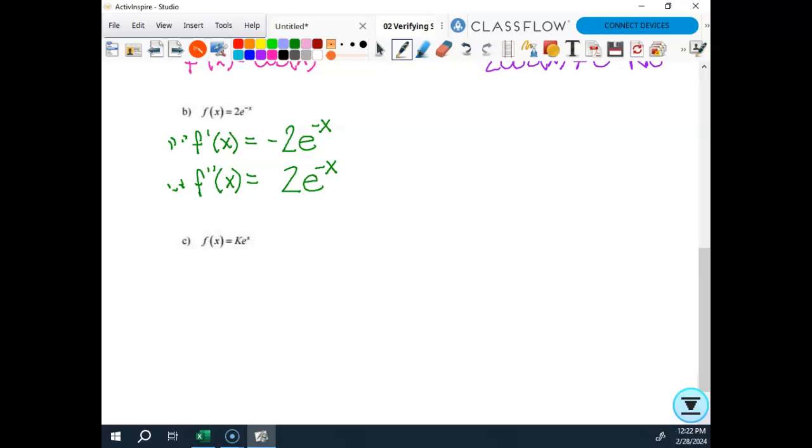All right, so then to determine, it was f double prime minus f. So f double prime is 2e to the negative x minus f of x, which is 2e to the negative x. Does that equal 0? Yes, it does. The answer here is yes.